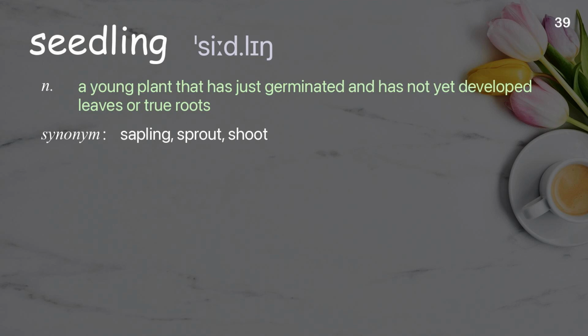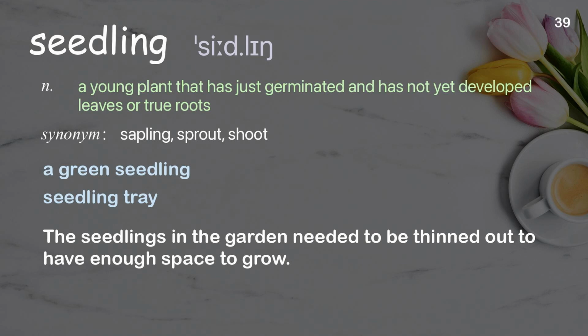Seedling. A young plant that has just germinated and has not yet developed leaves or true roots. Examples: A green seedling. Seedling tray. The seedlings in the garden needed to be thinned out to have enough space to grow.